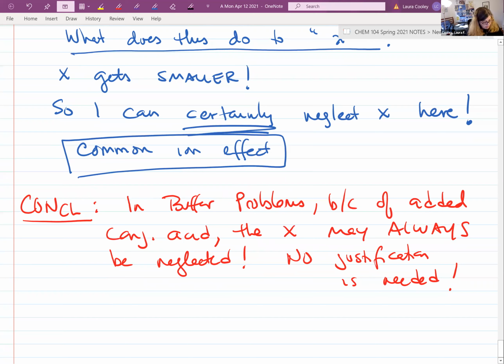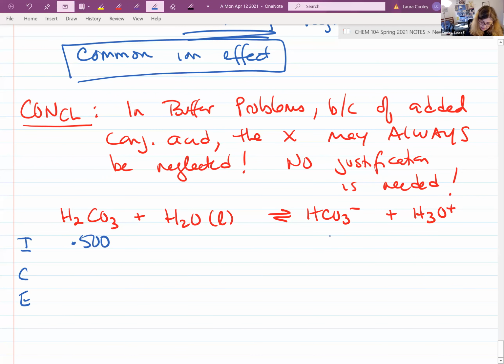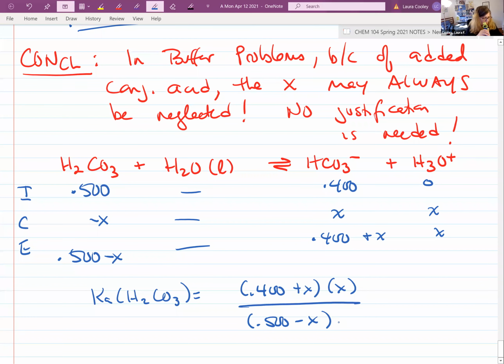Okay, so let's go back to the problem that we had. H2CO3 plus H2O goes to HCO3 minus plus H3O plus. I'm just recopying this now. We had 0.5, 0.4, then we had minus X, 0.4 plus X. So we have Ka equals 0.4 plus X times X over 0.5. You can copy that. And the Ka was 4.3 times 10 to the negative 7.